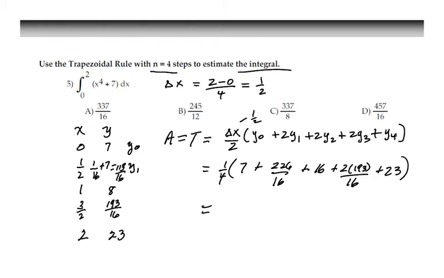And adding all that up, you get 1/4 times 13/48/16, which is equal to 337/16.